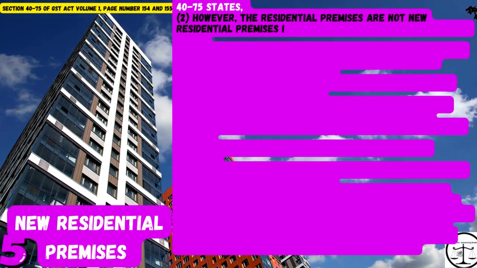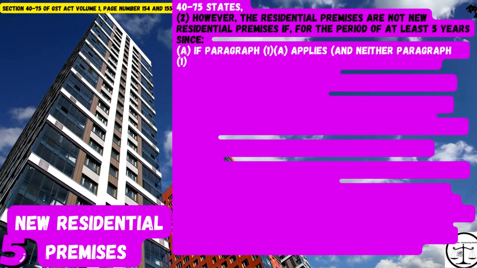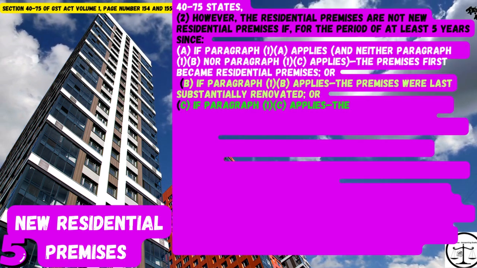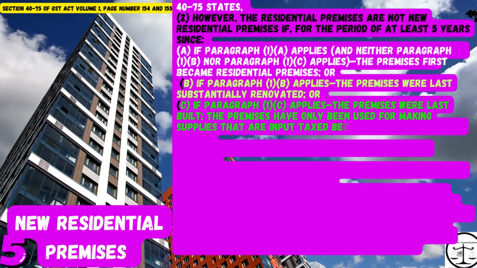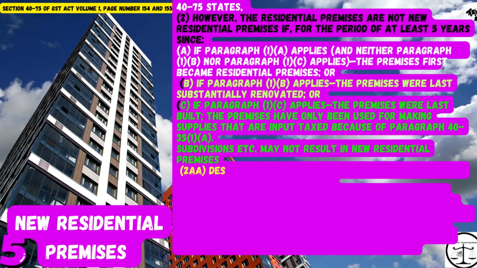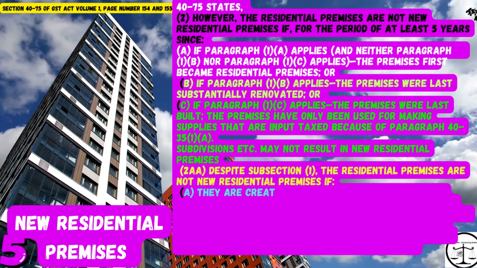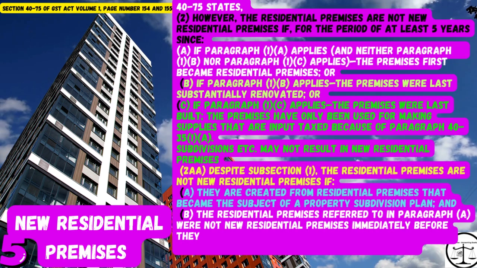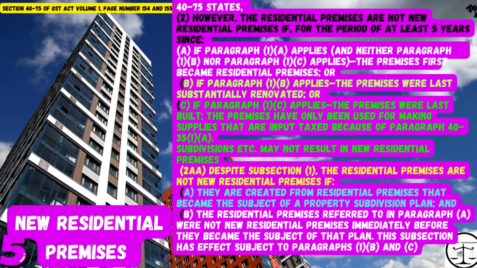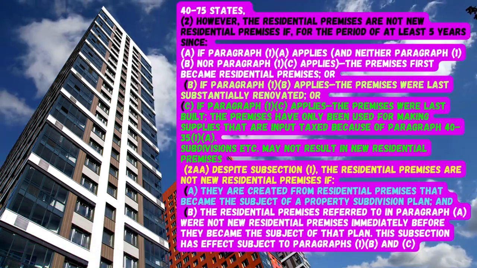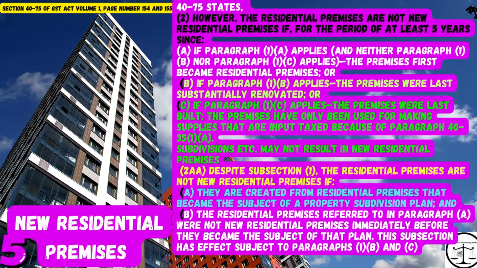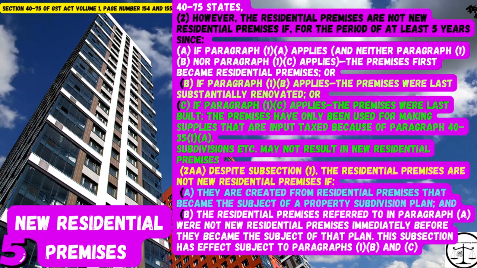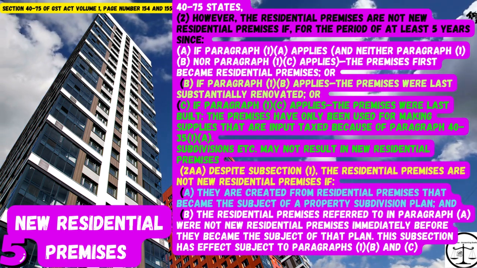(2) However, the residential premises are not new residential premises if, for the period of at least 5 years since: (a) if paragraph 1(a) applies and neither paragraph 1(b) nor paragraph 1(c) applies, the premises first became residential premises, or (b) if paragraph 1(b) applies, the premises were last substantially renovated, or (c) if paragraph 1(c) applies, the premises were last built, the premises have only been used for making supplies that are input taxed because of paragraph 40-35(1)(a).